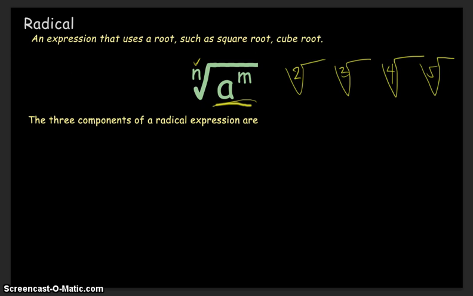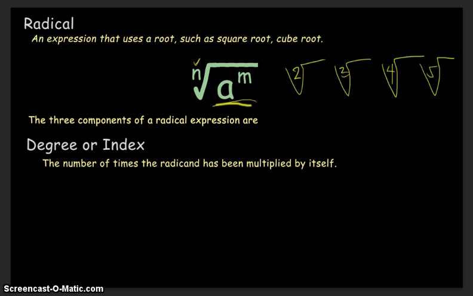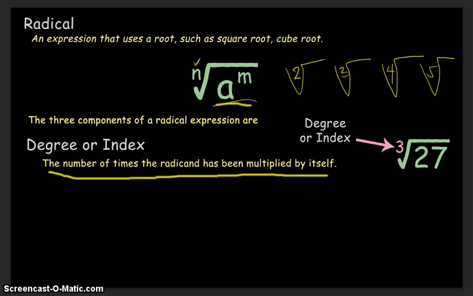So the three components of radical expressions are, number one, the degree or index. This is the number of times the radicand has been multiplied by itself. So, the cube root of 27. That is the number of times the radicand has been multiplied by itself.